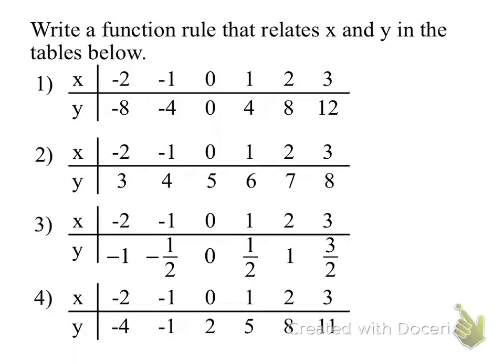The change in y over the change in x. So this difference is 4. This difference is 1. So -4 over -1 makes 4. So y equals 4x. And notice my y-intercept is 0.